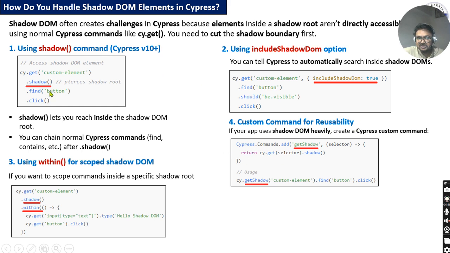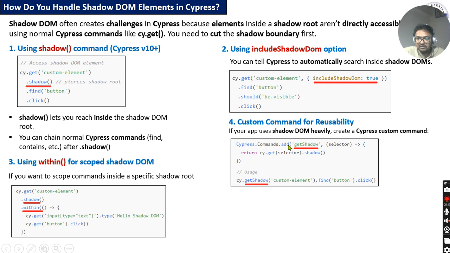Custom command for usability, you can create a custom command as well. So rather than writing the same thing again and again, you can create a custom command, and we already know how you can create a custom command and save it in the command.js file. So Cypress.Commands.add getShadow, this will get you the shadow element. And selector, you need to pass the locators over here, then return cy.get selector and shadow. So these two lines, one and two, will be combined in one function, so you no need to repeat the two lines every time.